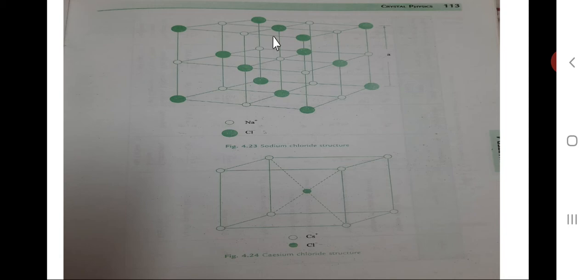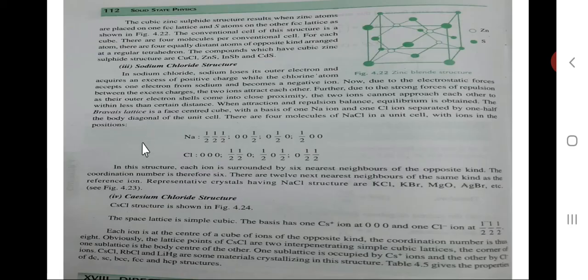Now this is the structure of sodium chloride. When the position of the sodium is half half half, then the position of the chlorine is 0 0 0. If sodium is 0 0 half, then chlorine is half half 0. If sodium is 0 half 0, then chloride is situated at half 0 half. When the position of the sodium is half 0 0, then chloride is situated at 0 half half.